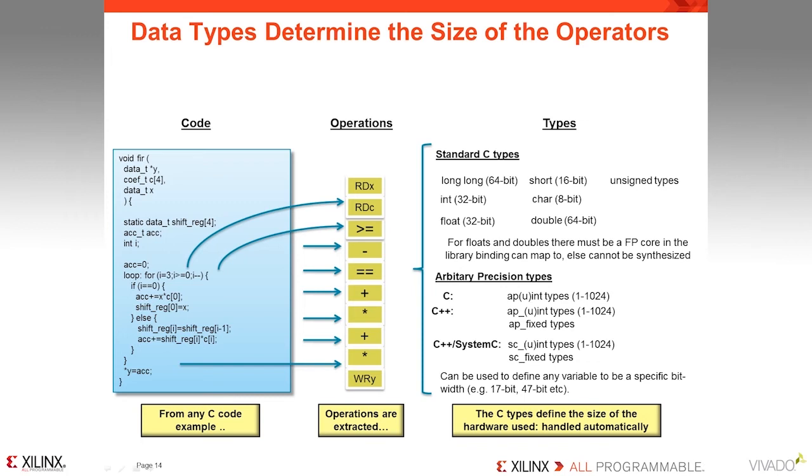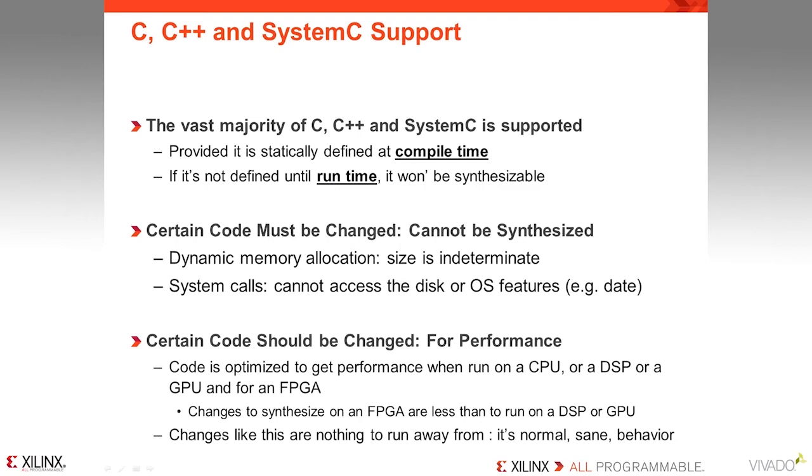Okay. So that's an overview of how the operations work. When it comes to the actual C itself, or how the main operators in C are synthesized, the vast majority of C and C++ is supported. The key for knowing what is synthesizable and what is not is basically if it's statically defined at compile time, we'll be able to synthesize. If it's not defined until runtime, it won't be able to synthesize. So certain things must be changed or cannot be synthesized.